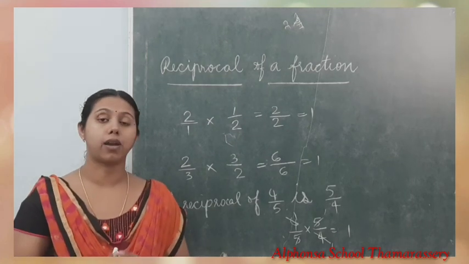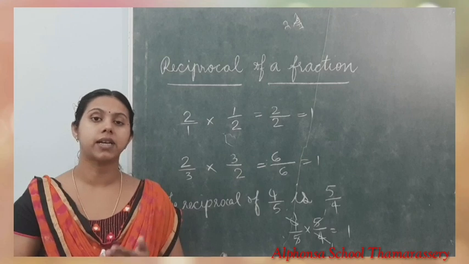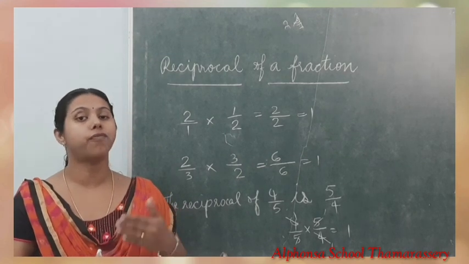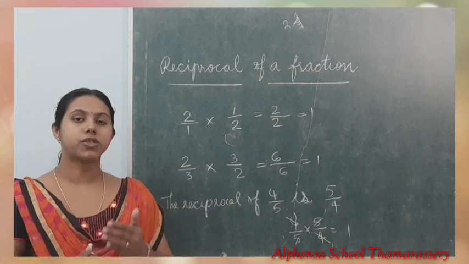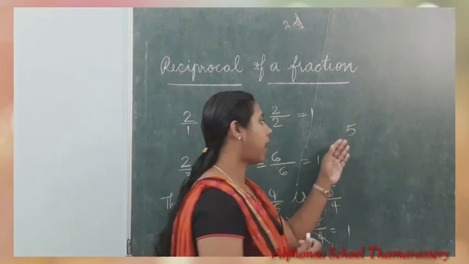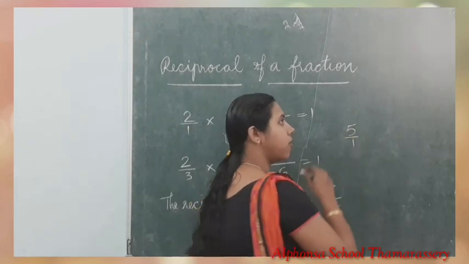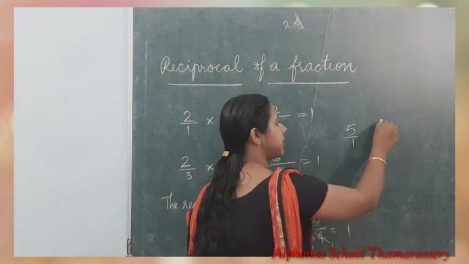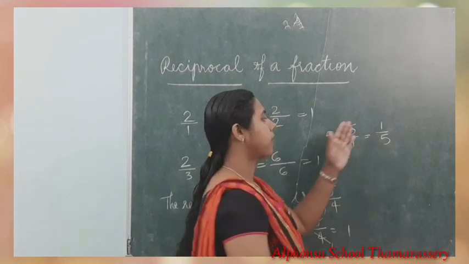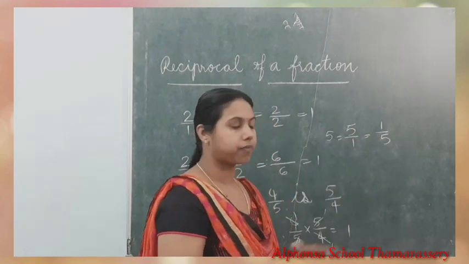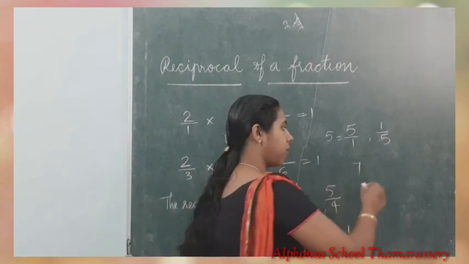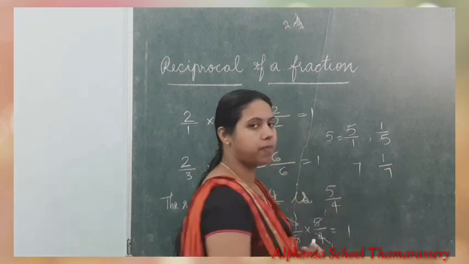So we can say that the non-zero numbers whose product with each other is 1 is called the reciprocal of each other. So tell me, what is the reciprocal of 5? The 5 means it will be already 5 by 1. So the reciprocal of 5 by 1 is 1 by 5. That means the reciprocal of 5 is 1 by 5. And what is the reciprocal of 7? The reciprocal of 7 is 1 by 7.